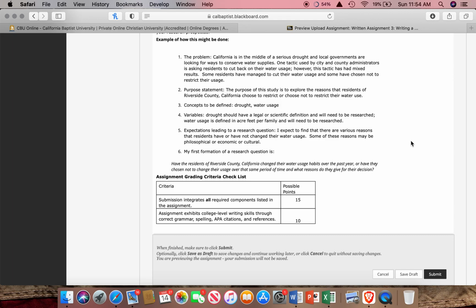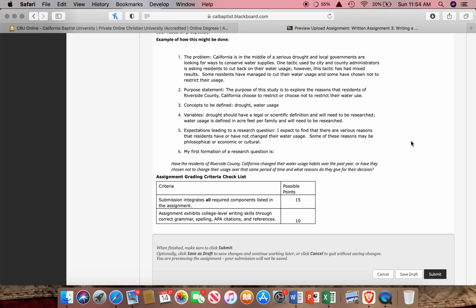And it's going to explore the reasons that residents of Riverside County choose not to restrict their water. So you can see that the operationalized variable is the reasons that they choose not to, or the reasons why they choose to. That is what we're going to measure. So the concepts to be defined are drought and water usage. For the variables, drought should have a legal or scientific definition that will be used to be researched. Water usage is defined in acre feet per family and will need to be researched.